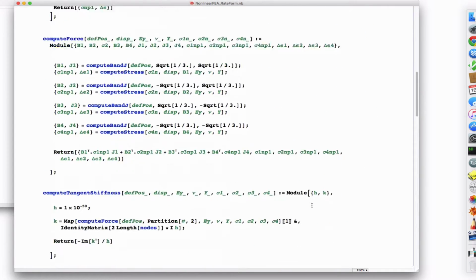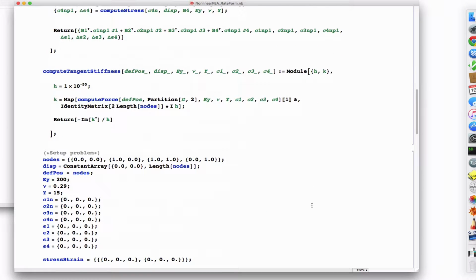So last time when we looked at this code, I went really fast over this part where I compute the tangent stiffness matrix. And I said this is a little trick I use to do it. So I was going to show you in more detail what I'm doing there, okay?